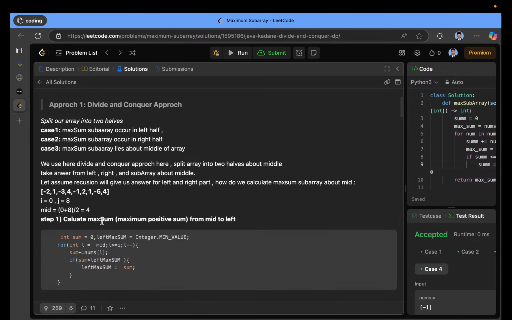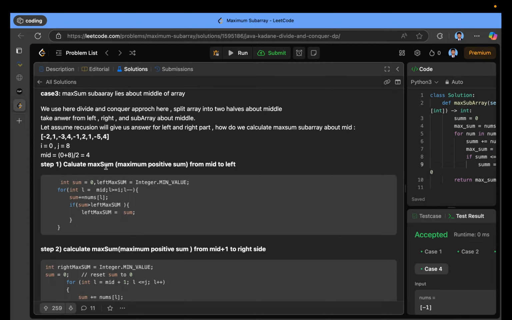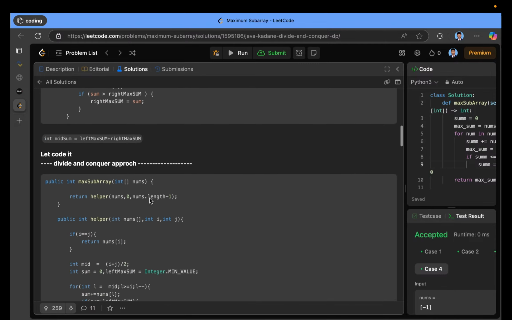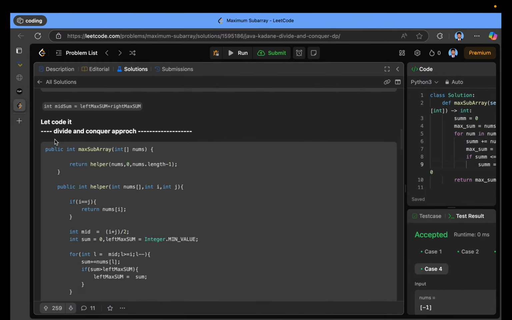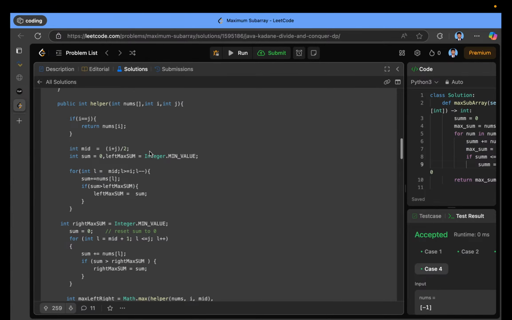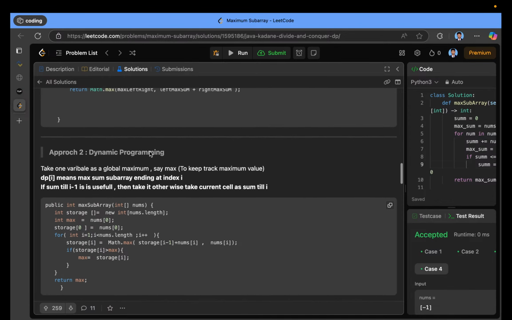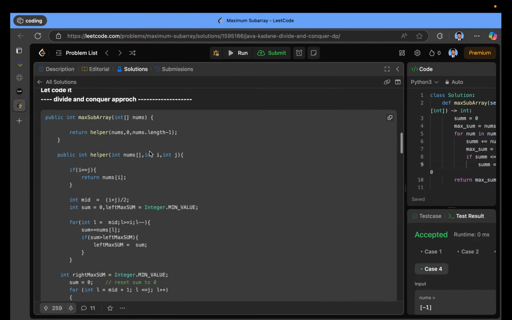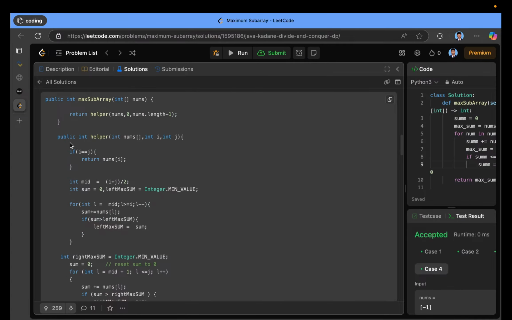I didn't understand anything. Okay. Step 1, calculate the maximum positive sum from mid to left. Right, left, mid to left. Max. I'm not able to understand. Let's code it. Let's see the code directly. Maybe this will help. And it is in C++, I think. Still, I can understand a little bit what is going on here.